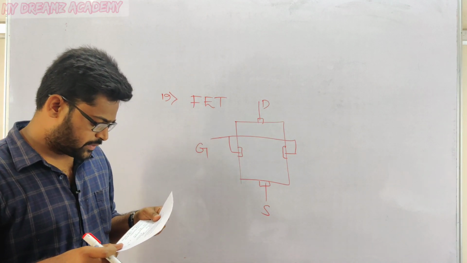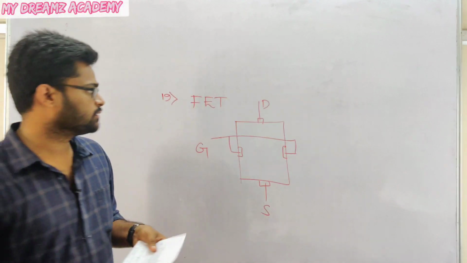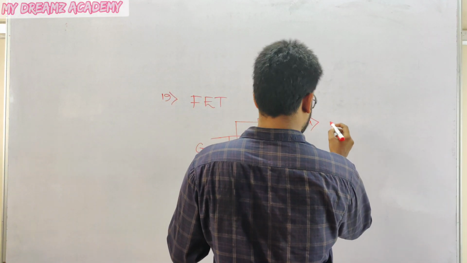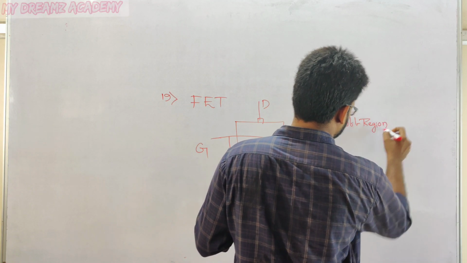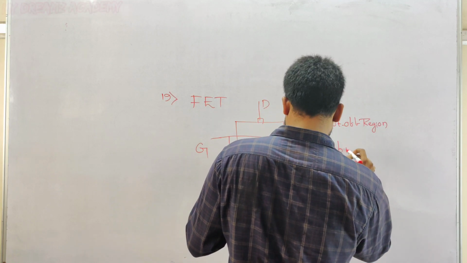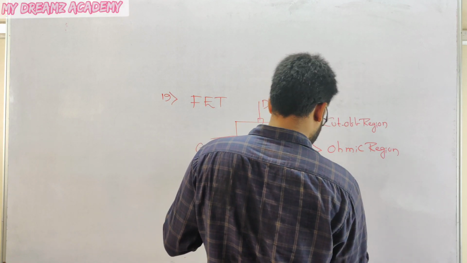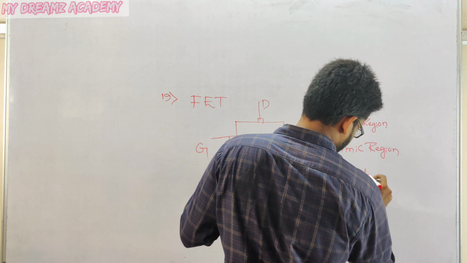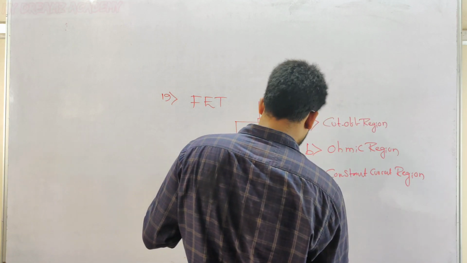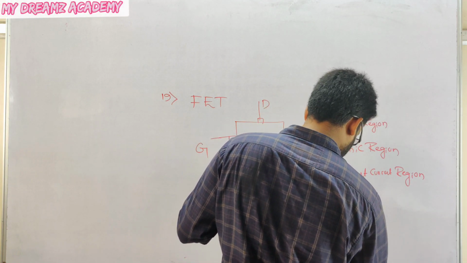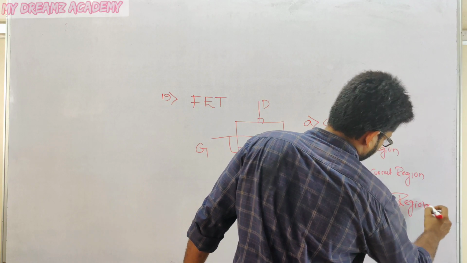Here FET can be used as an amplifier by operating it in, option A, cutoff region, option B, ohmic region, option C, constant current region, option D, breakdown region. So which one is correct?